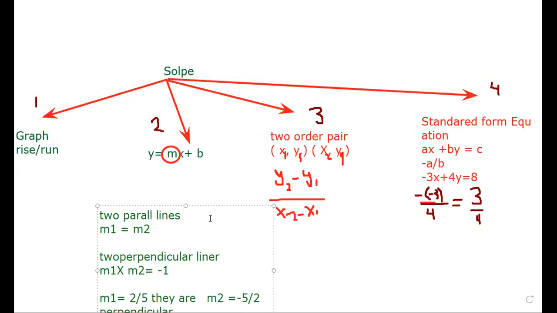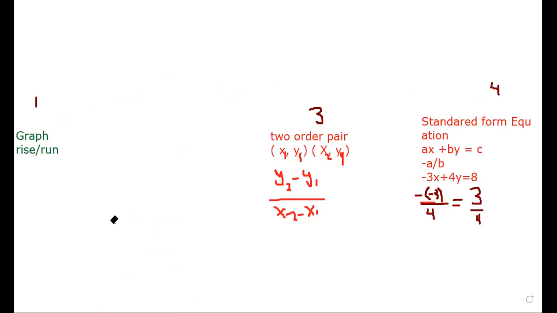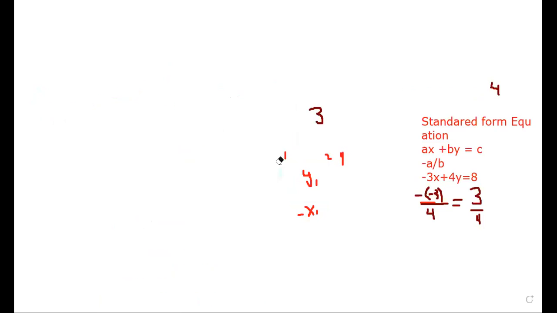Then why do we have to know the relation between the two slopes if the two lines are parallel or perpendicular? Because we are going to move to the next point, which is how we can find a new equation parallel or perpendicular to another equation. Then we will start with another question.